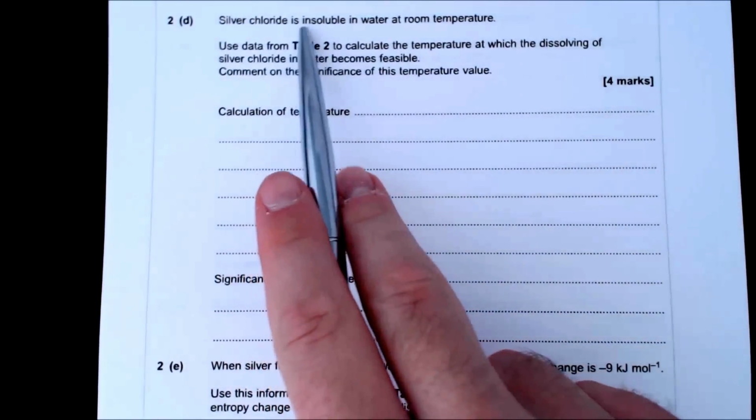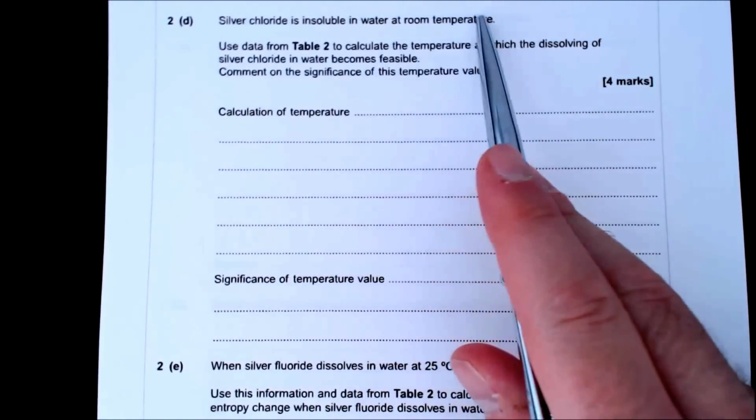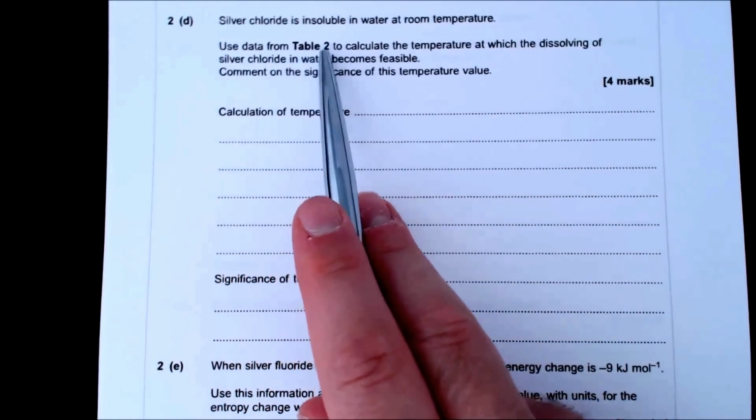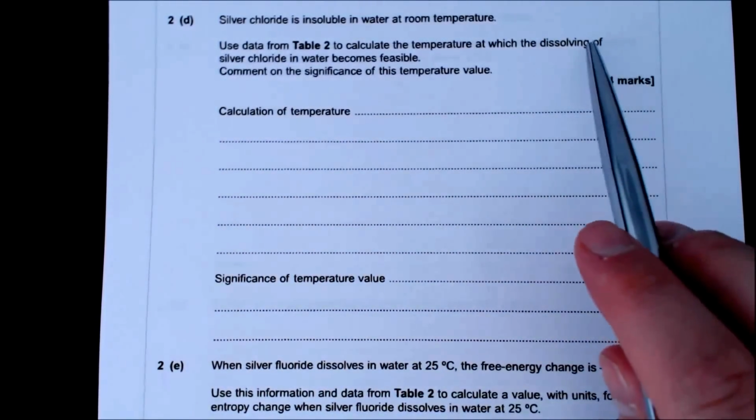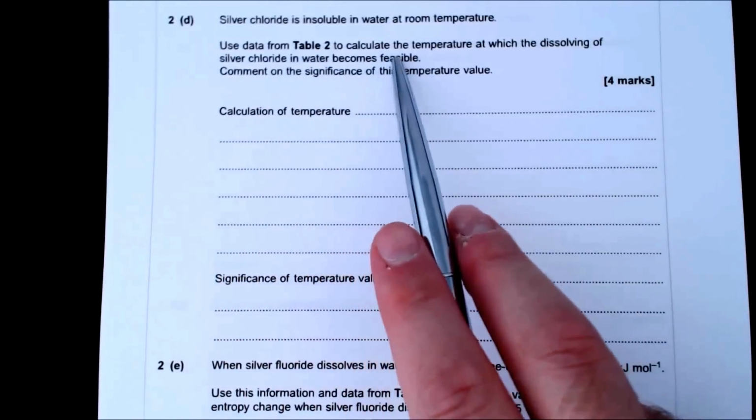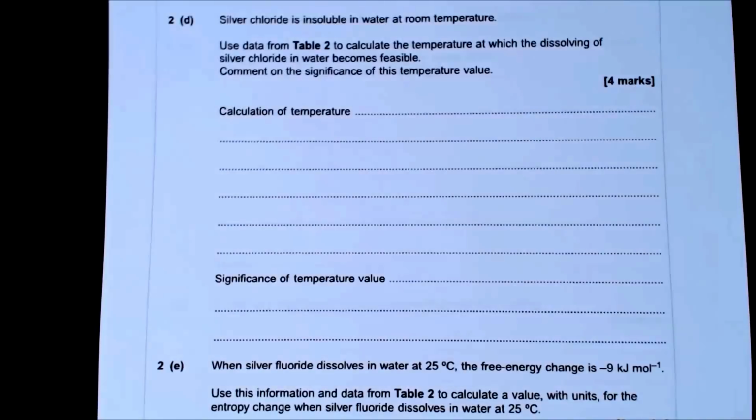So it says silver chloride is insoluble in water at room temperature. Use data from table 2 to calculate the temperature at which the dissolving of silver chloride in water becomes feasible. Comment on the significance of this temperature value. So this is quite a common question for them to ask. This is using Gibbs free energy, and basically you've got to know that for something to be just feasible, Gibbs free energy needs to be 0, and so that's the assumption that we're making here.